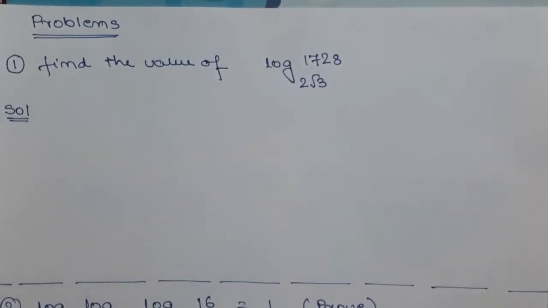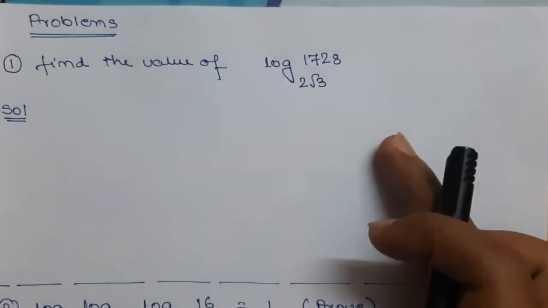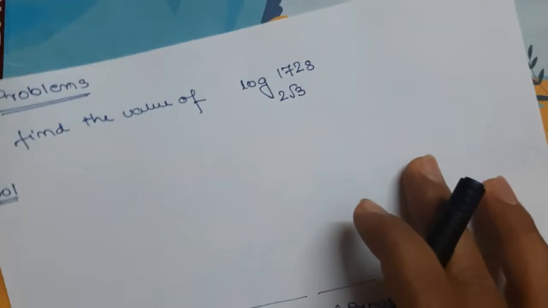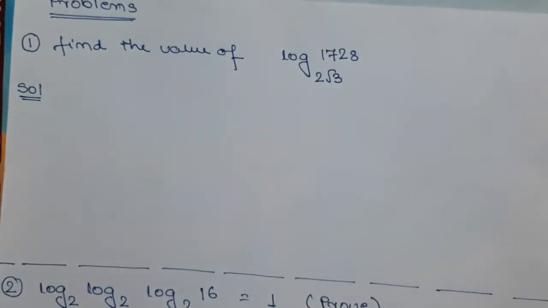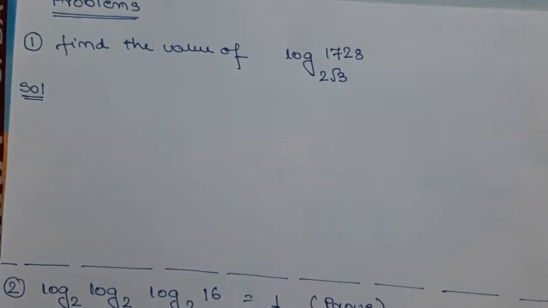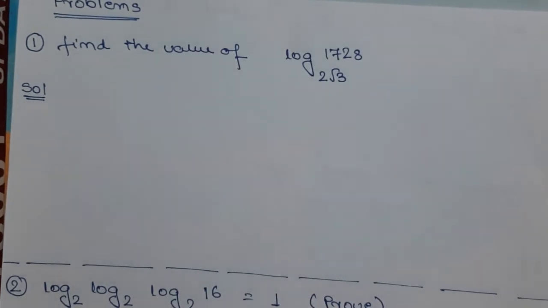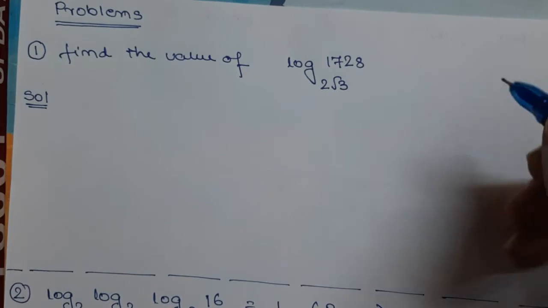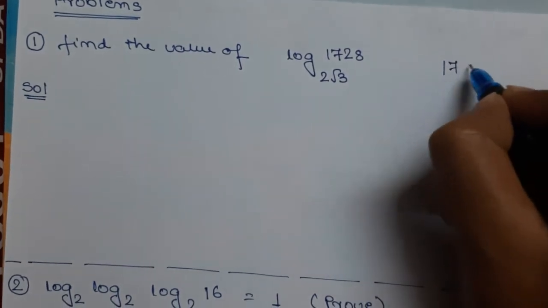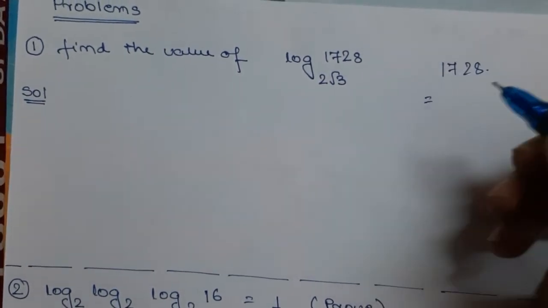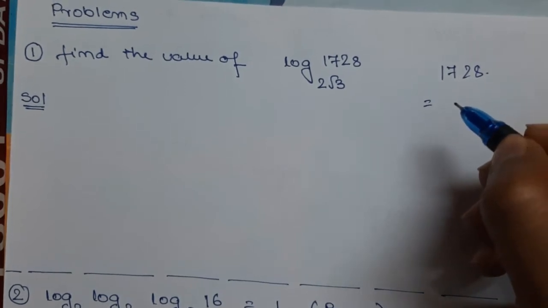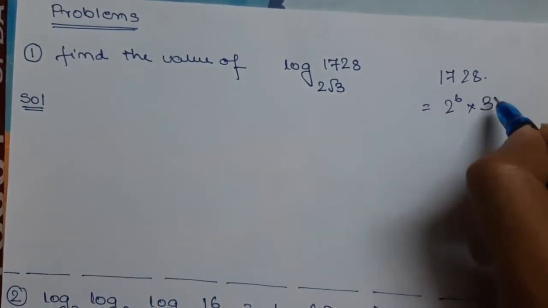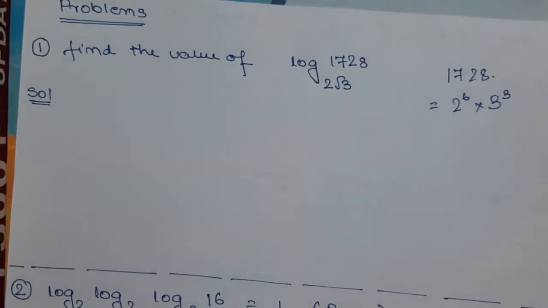Now this is our first problem. We have to find the value of this. Okay, for this type of problem, our first initiative should be to find the LCM of this value. 1728, we can write it as 2 to the power 6 into 3 to the power 3.